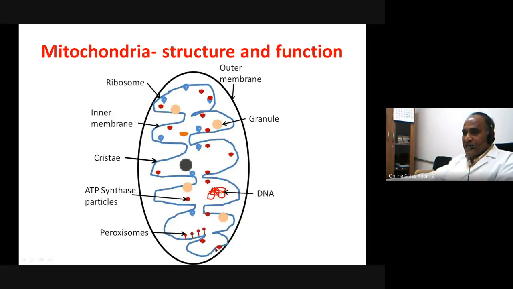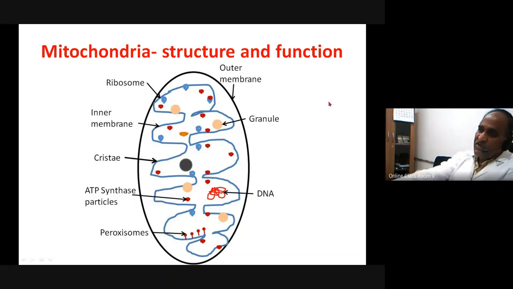The cristae are there. It has an outer membrane and an inner membrane, right? And cristae are there. They contain a number of these things, ribosomes. Then we have these phospholipid granules, and the DNA molecule, and many of these ribosomes and ATP synthase are present, and peroxisome enzymes. These are the various things I have labeled and drawn with my own hand. This is the structure of the mitochondria.